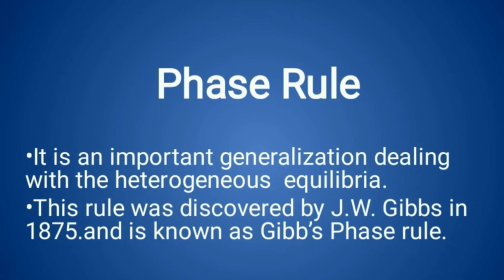This rule was discovered by J.W. Gibbs in 1875, and that is why it is known as the Gibbs phase rule. It is important to note that this rule was given by J.W. Gibbs in 1875 and is known as the Gibbs phase rule.